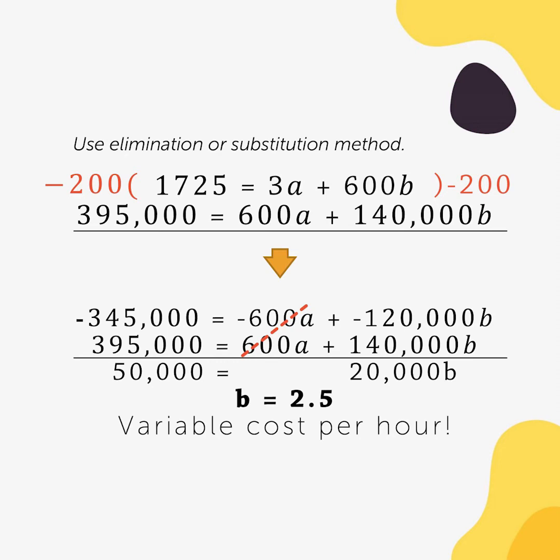So that, pag tinimes natin siya ng negative 200, yung 3a magiging negative 600a. Diba the basic concept behind elimination method is you simply add them up, lahat ng like terms. What I mean is 395,000 minus 345,000 kasi nga tinimes na natin yung 1725 by negative 200. So by running down the figures, maka-cancel yung 600a, negative 600a, makakompute mo yung b, which is 2.5. And that serves as our variable cost per hour.